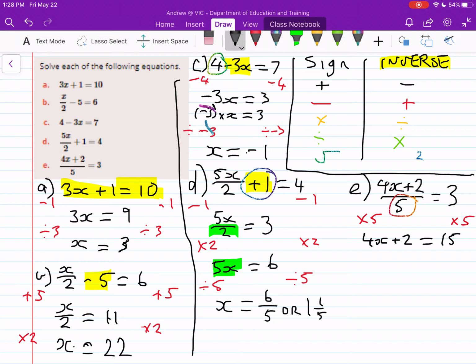Alright. Now, we look again. What's furthest away from our x term? We've got this plus 2 here. Okay, that's away from it. That's really easy to get rid of. So let's minus 2 from both sides. So we've got 4x is equal to 13. Now, we've got 4 times x is equal to 13. What we need to do to get x by itself is divide by 4, because 4x is 4 times x. So x is equal to 13 over 4.